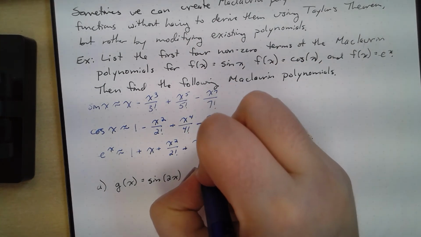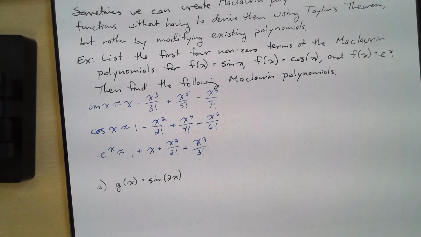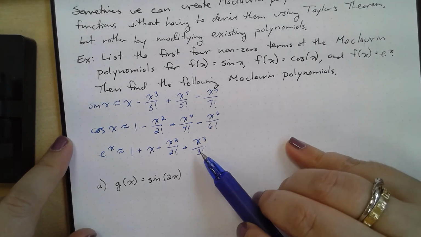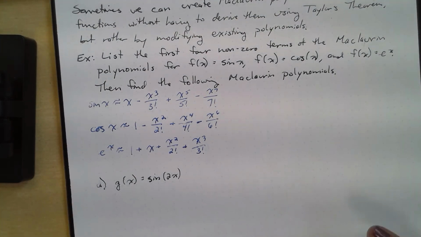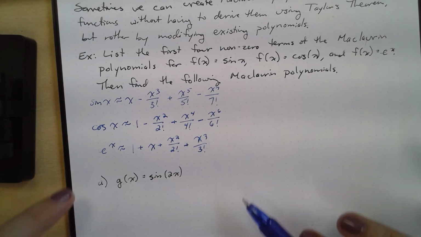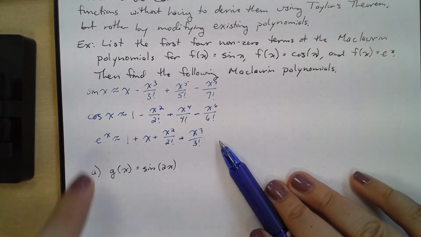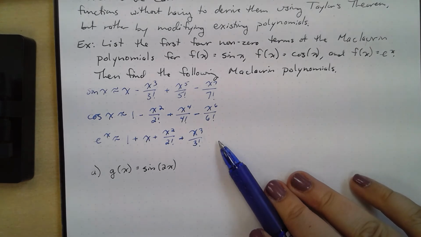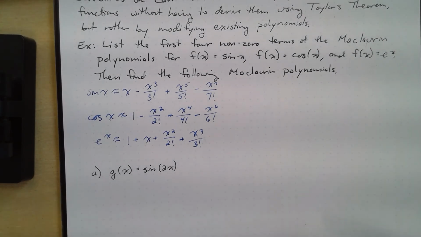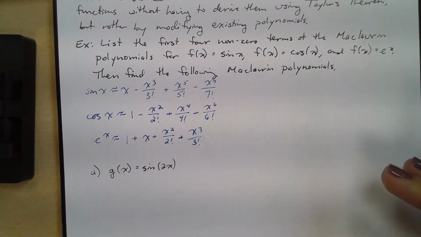Don't miss anything with e to the x. All right? So we're going to use these three to actually find the following Maclaurin polynomials. These are the Maclaurin polynomials for sine, cosine, and e to the x, which I would say memorizing is a good idea. And then we're going to use them for sine of 2x, x cosine of x, and e to the x squared.